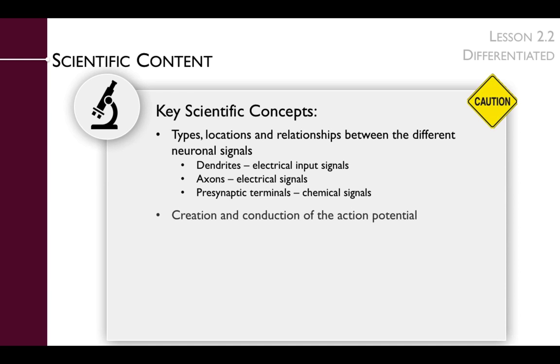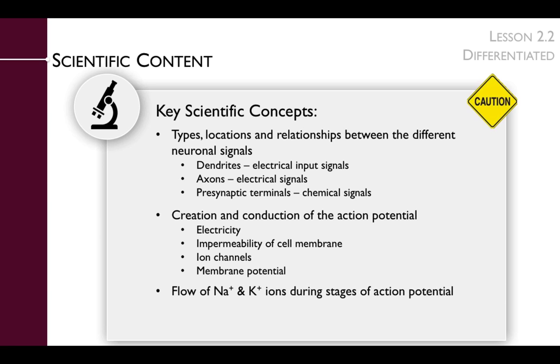We'll also discuss the creation and conduction of the action potential, the axon's electrical signal. This involves several key scientific concepts, including electricity, the impermeability of the cell membrane, ion channels, and the membrane potential. The lesson also discusses the flow of sodium and potassium ions during the different stages of the action potential, including getting to threshold, depolarization, and hyperpolarization.